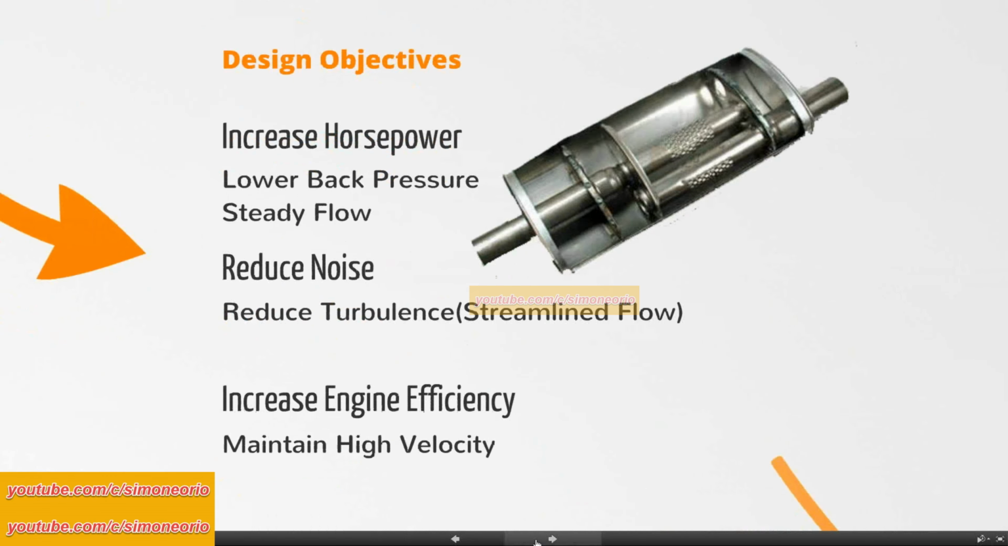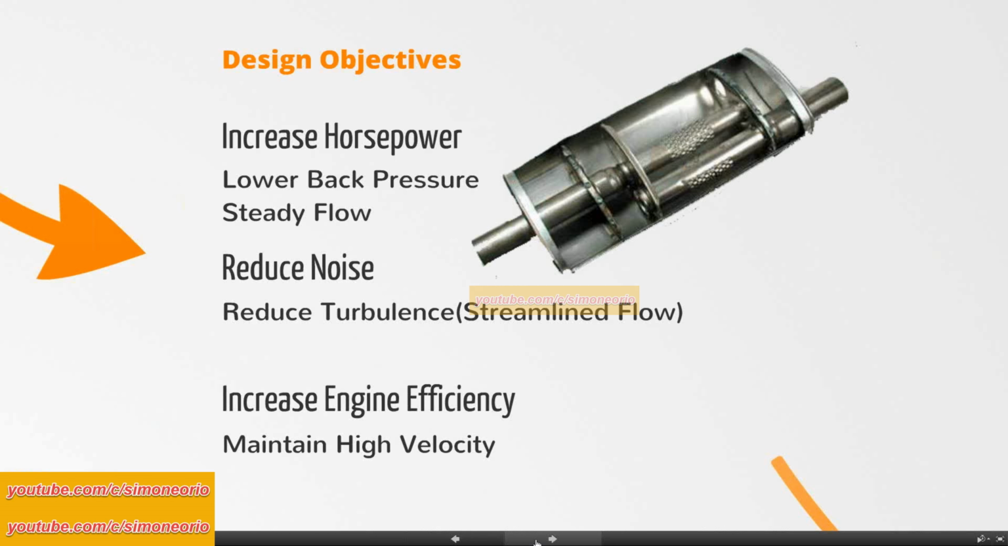The first thing we're going to look at, our design objectives for this muffler, would be to increase horsepower. We want to lower back pressure and we want steady flow. We want to reduce any turbulence in this. We want to reduce noise, which essentially is more of a streamlined flow. And we also want to increase engine efficiency.